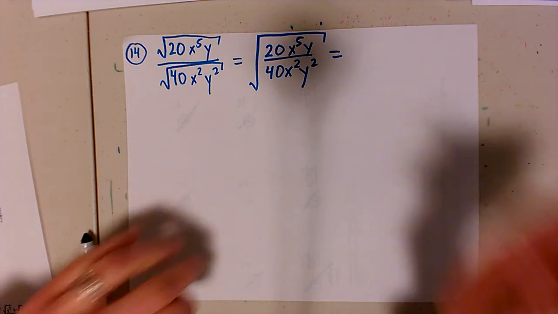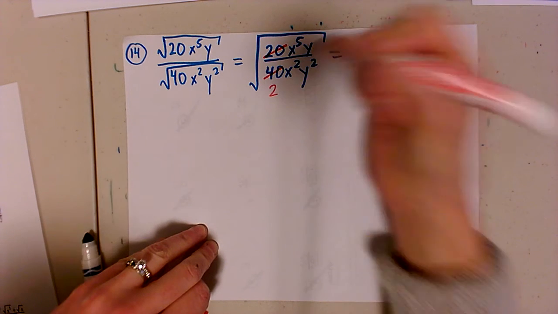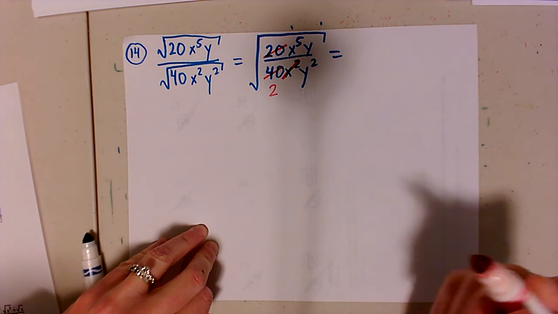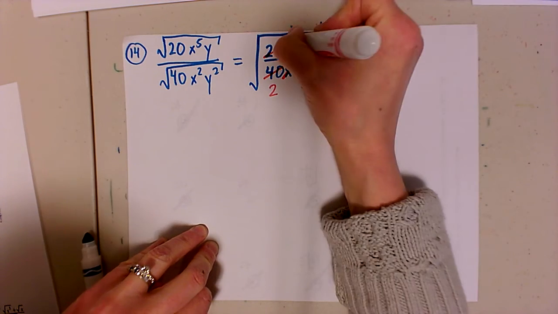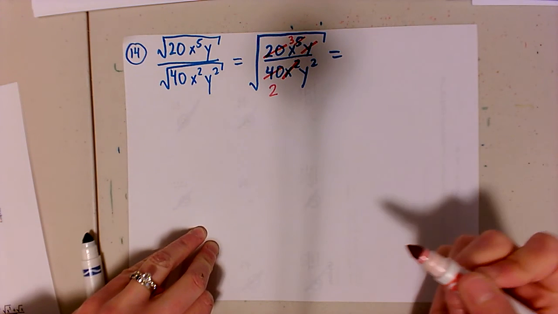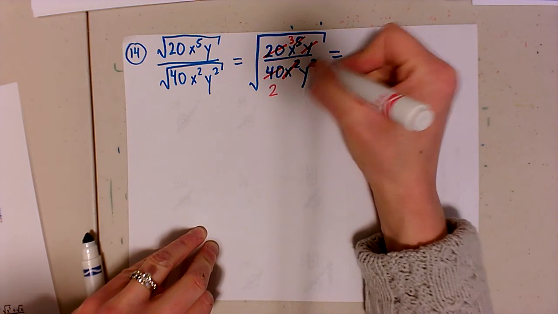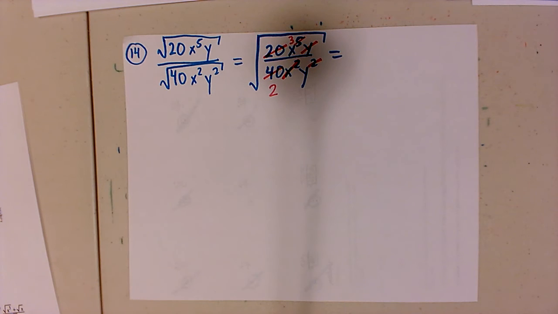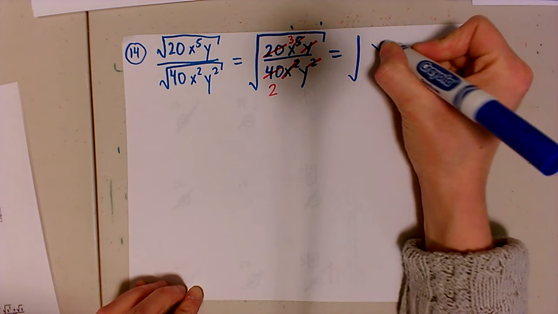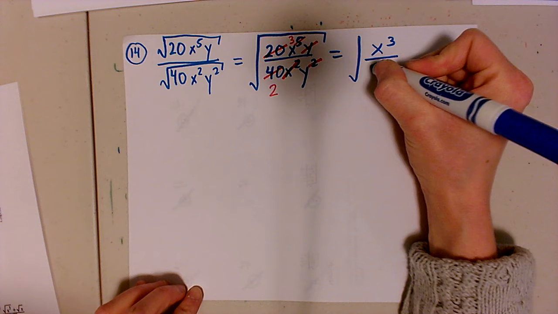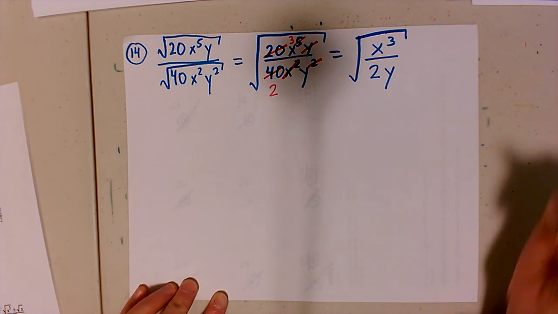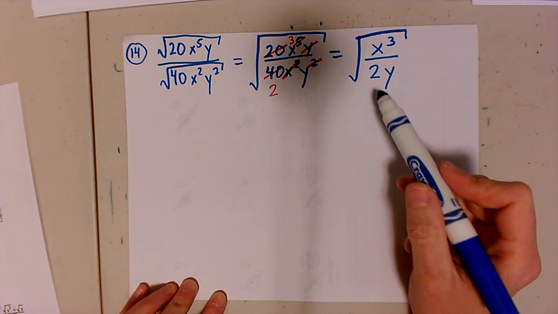Now, if we cancel between the 20 and the 40, the 20 disappears, the 40 becomes a 2. If we cancel between the x to the 5th and the x squared, the x squared disappears, and the x to the 5th becomes an x cubed. And if we cancel between the y and the y squared, the y disappears, and the y squared just becomes a y to the 1. So if we multiply all of that out, we're still going to have our denominator. We'll have an x cubed over 2y.